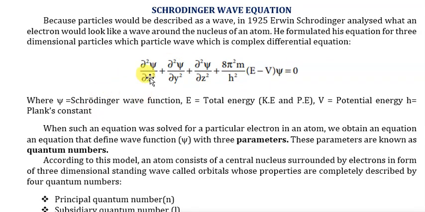From this equation, here we have the Schrödinger wave function, the Greek letter psi, and then we have the direction of motion of the electron, whether it is x or y or z. Then we have this term, which is energy. This is the total energy, the summation of kinetic energy plus potential energy, and V is the potential energy, while h is Planck's constant. So there is no need for you to derive or to claim this equation.